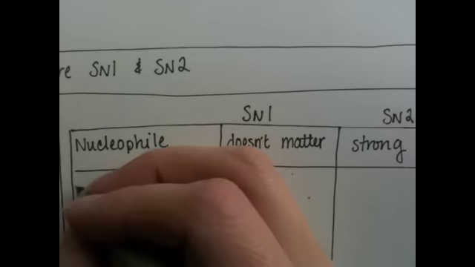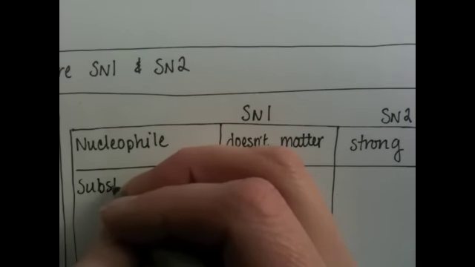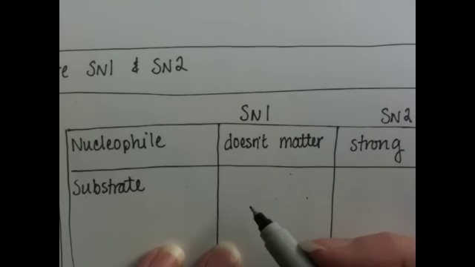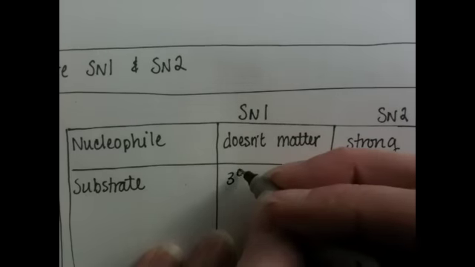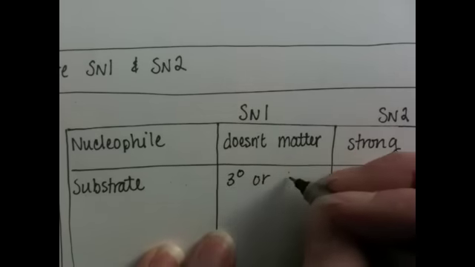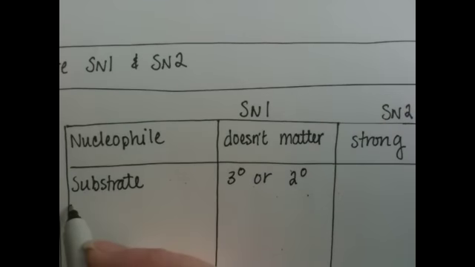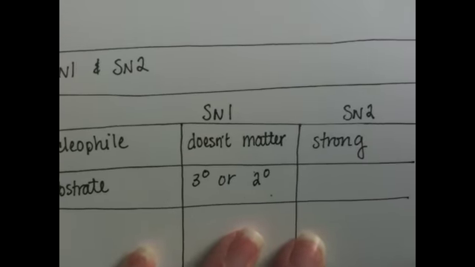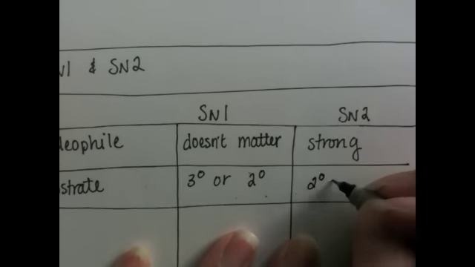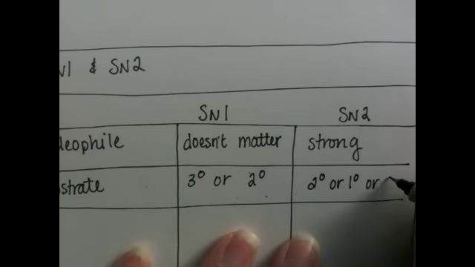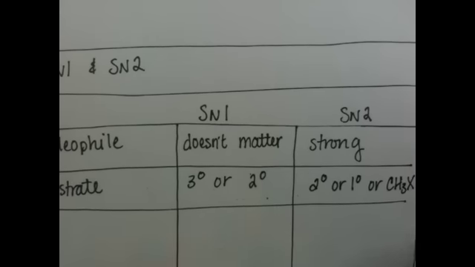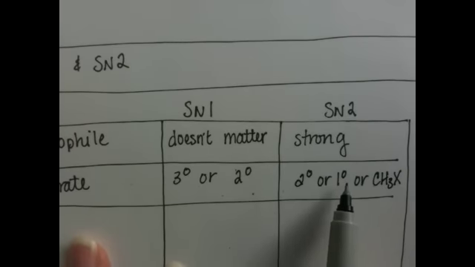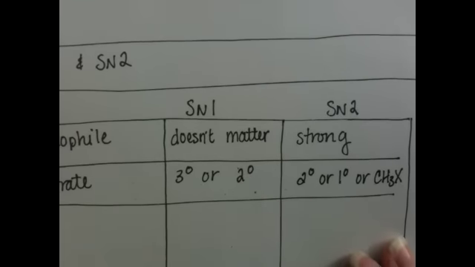The substrate, the alkyl halide. We talked about how in the SN1 reaction, because it goes by a carbocation, the substrate has to be tertiary or secondary. You can never do it with a primary or a methyl alkyl halide. And in the SN2 reaction, it's secondary or primary or methyl, CH3X. Either one. Because in this case, you need to have room for the nucleophile to hit the substrate.